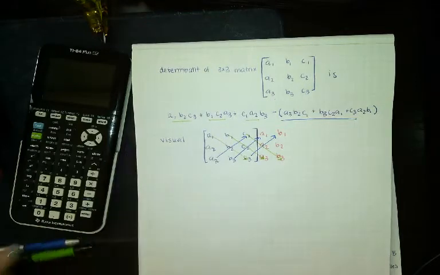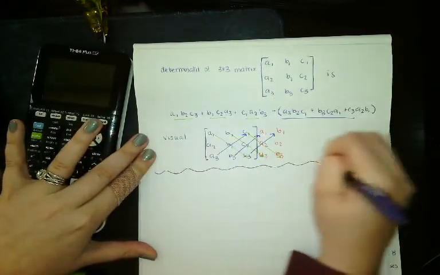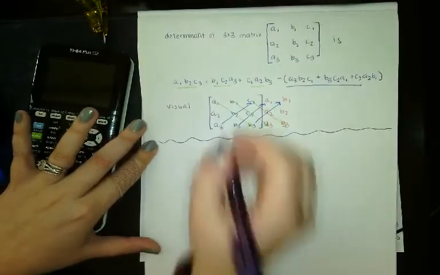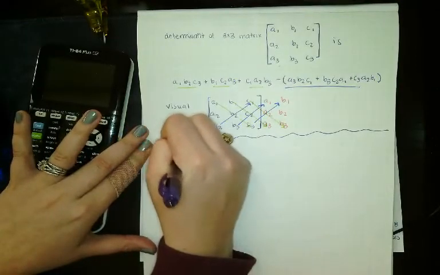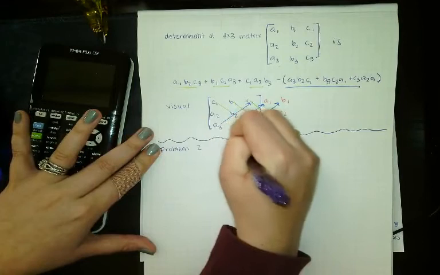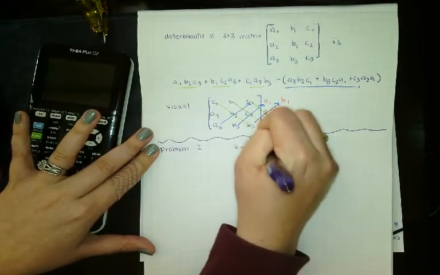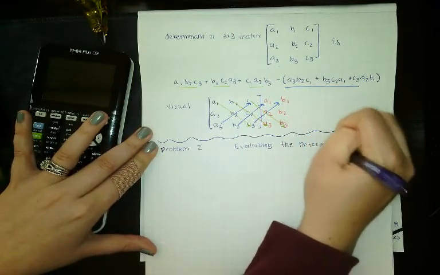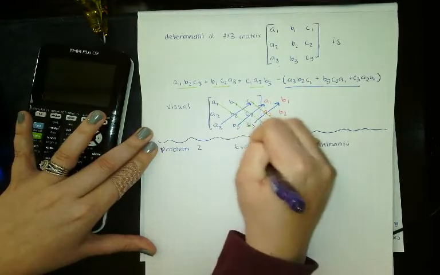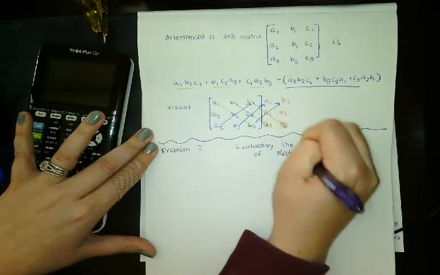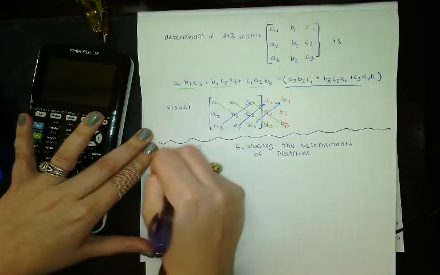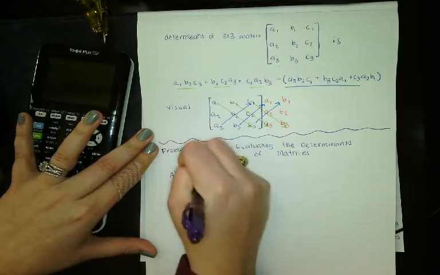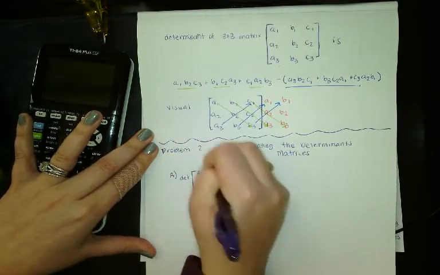Examples of that. We're going to do another example of it with a 2 by 2, and then we're going to do an example of a 3 by 3. So problem 2, evaluating the determinants of matrices. Okay, and so we're going to do A. We want to know the determinant of this matrix, 3, -1, 2, 5.